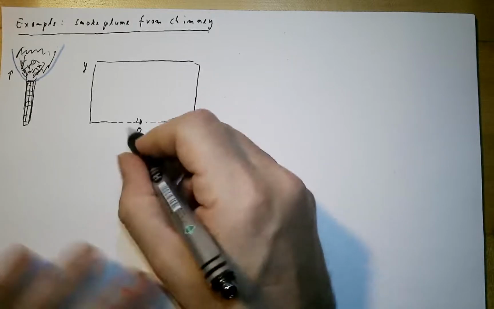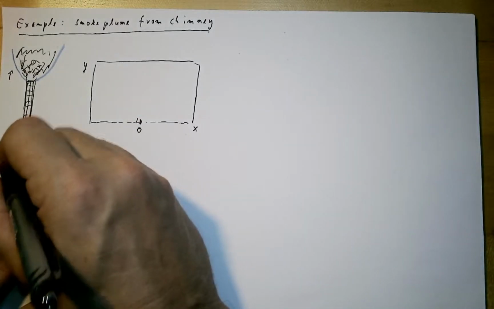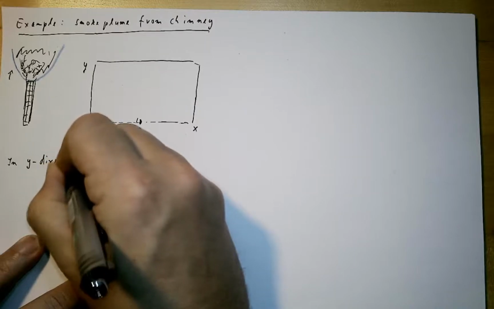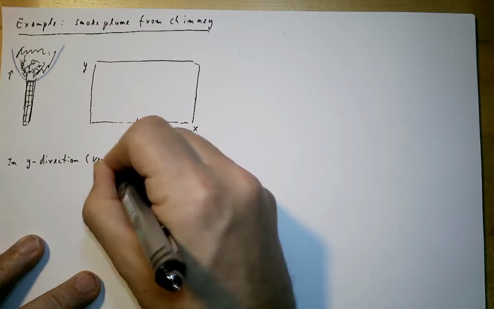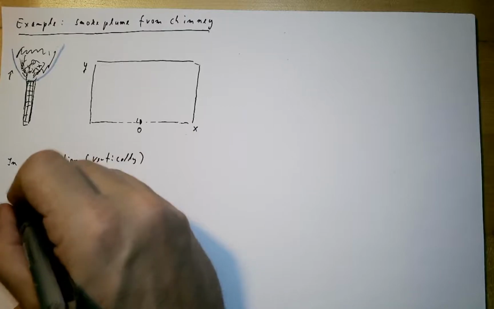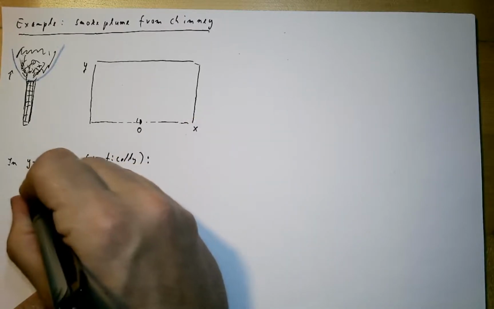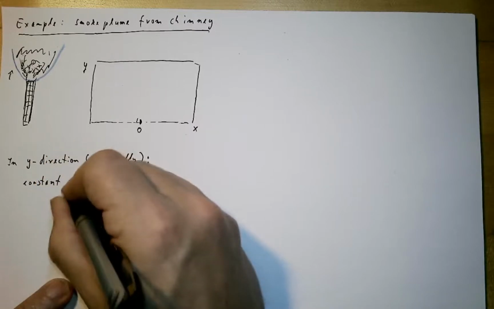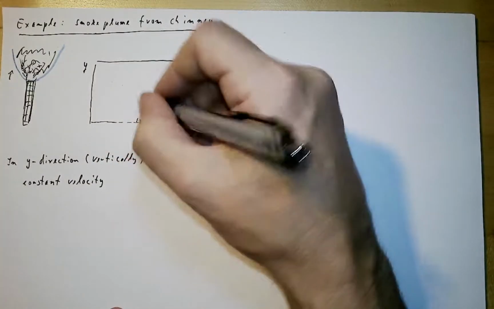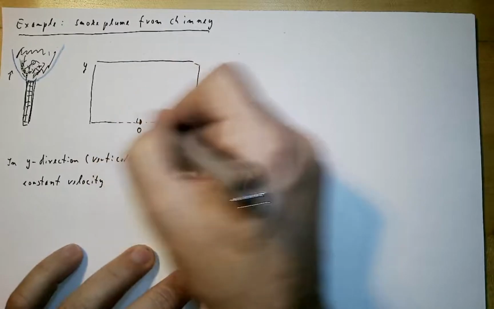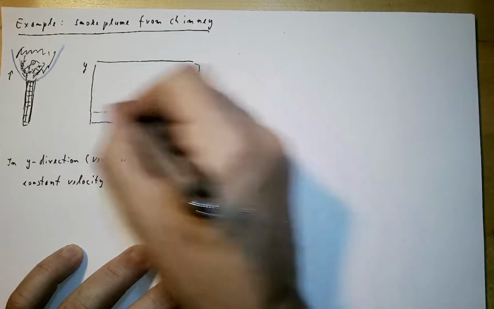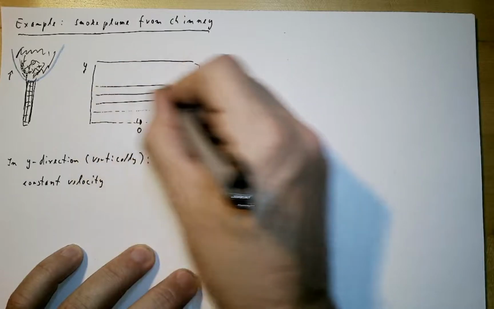And now we combine 2 kinds of motions. So in the vertical direction, in the y direction, we assume we have a constant velocity. So we have here a particle, a walker, and let's keep it on the lattice. We could also do it continuous, but let's keep it on the lattice.